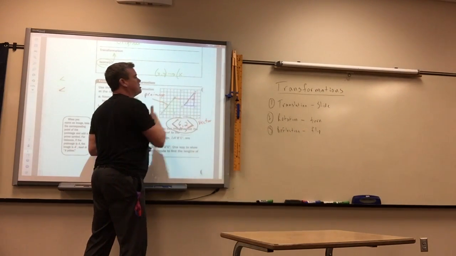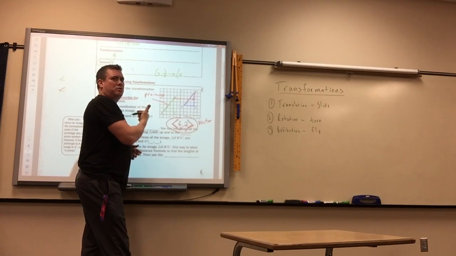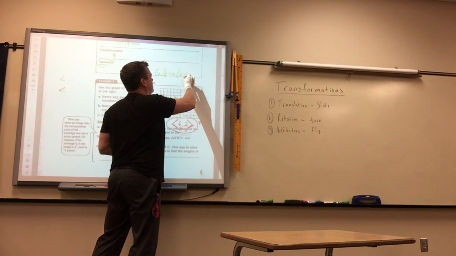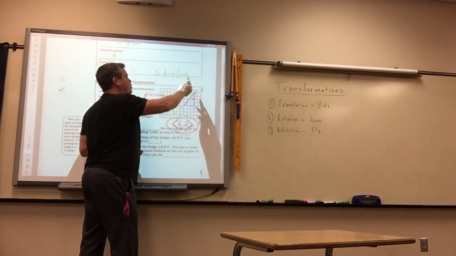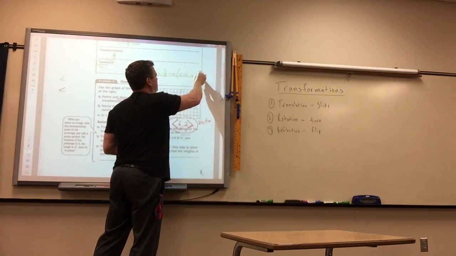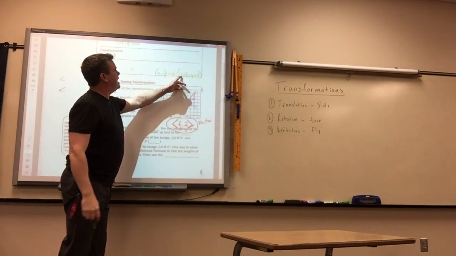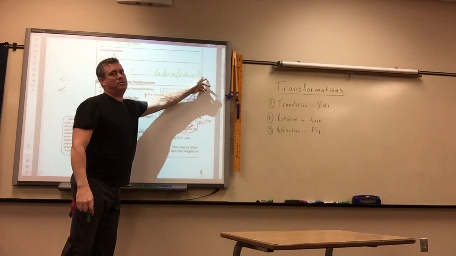You move X to the right 6. So when you go right, that's positive. And you move Y up 2, so that's a positive 2. So this just means take the X and add 6 to it, take the Y and add 2 to it.